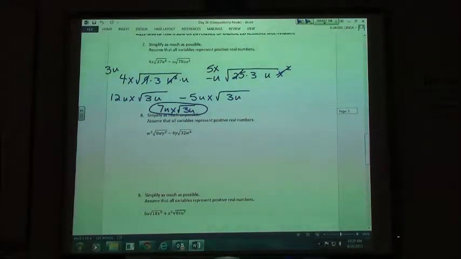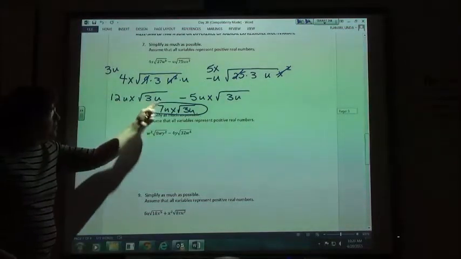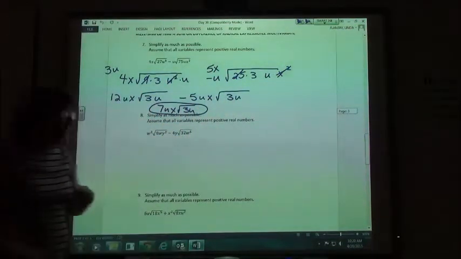So if you come up and they're not like terms, you probably made a mistake somewhere when you were simplifying. Go back and check your work, because you should be able to add or subtract them by the time you're done, which means everything after the front number should be exactly the same.